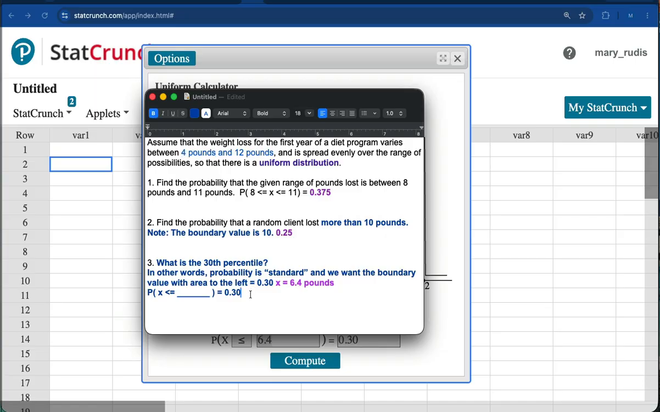All right. So that is the uniform distribution in StatCrunch.